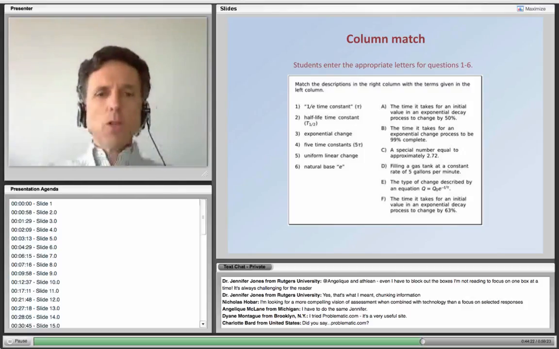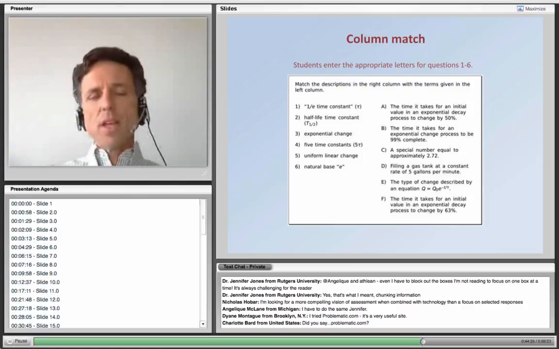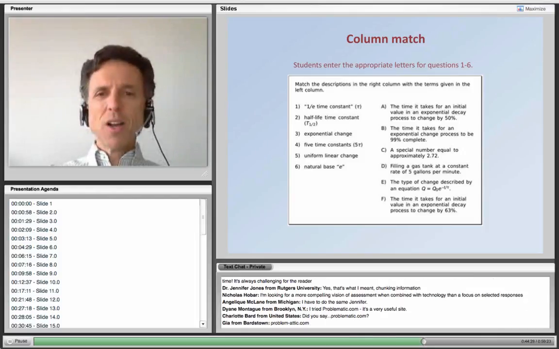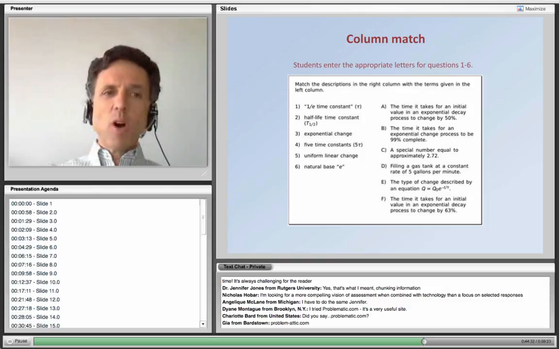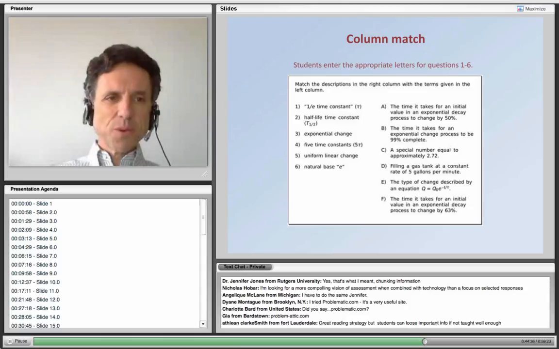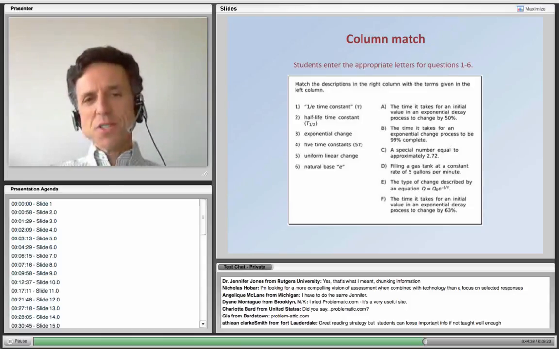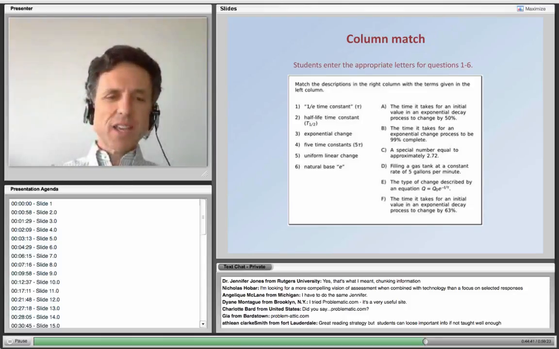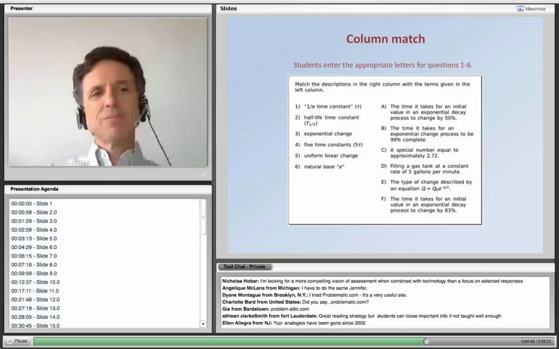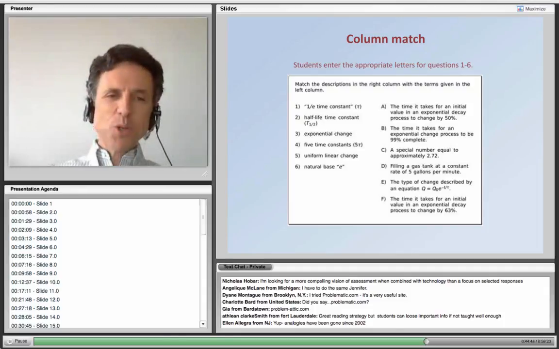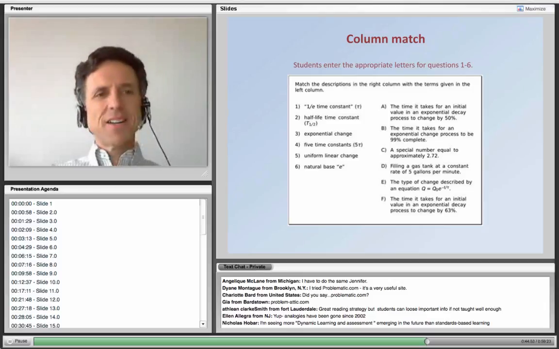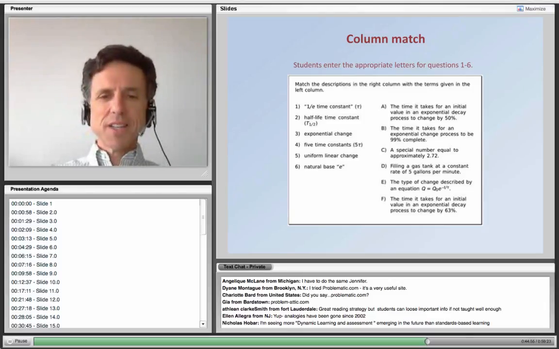Column match, some new device software can handle this. If not, you can use a little hack or another trick, very similar to the one I mentioned before. This doesn't have to be one question. This column match example could actually be questions 1 through 6, and the answers to questions 1 through 6 are the 6 letters A through F. So you could just tell your students for question number 1, put in the right letter, hit submit. For question number 2, put in the right letter, hit submit. Or they can enter them all as a sequence, so it's a little text string similar to the sequencing I gave before.